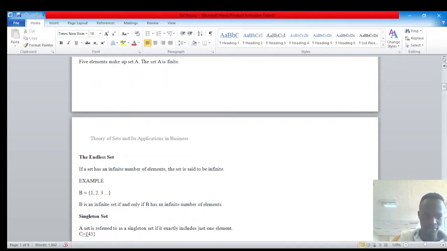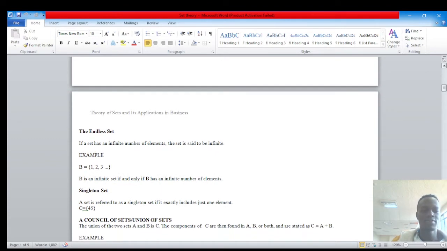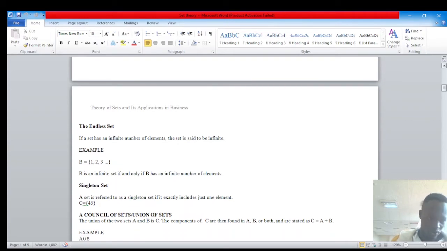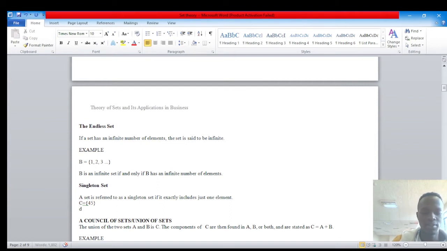We have a singleton set. A set is referred to as a singleton set if it includes exactly one element. For example, we have set C. It has only one element, which is 45. We can have even D, which has one element, let's say 50. So we write it: set D is equal to, open the bracket, 50, close the bracket. Just like that.